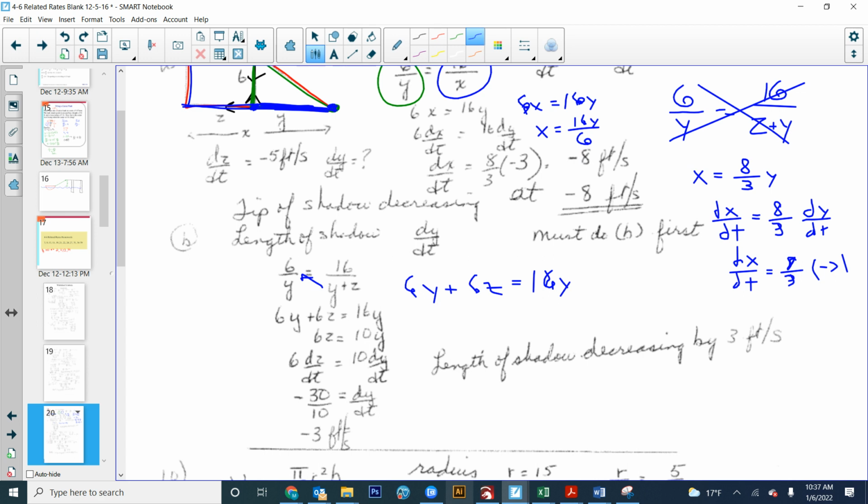Any other questions from the worksheet? How about number 20? How was 20? You all right? Anyone want to see anything worked out on number 20? All right.